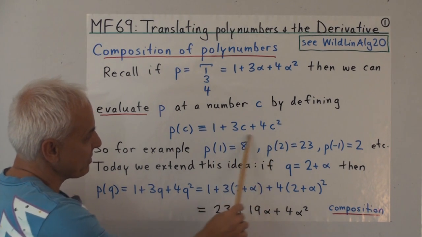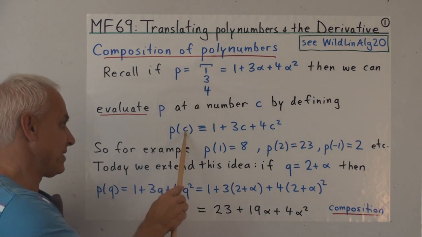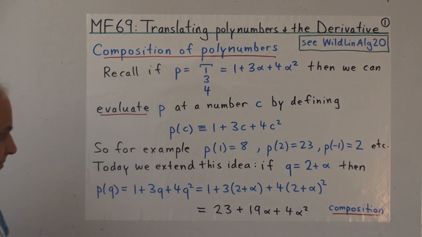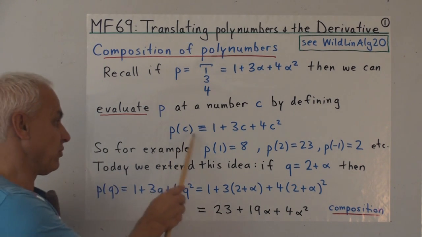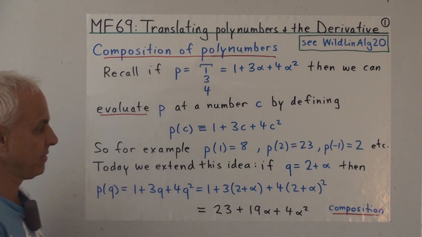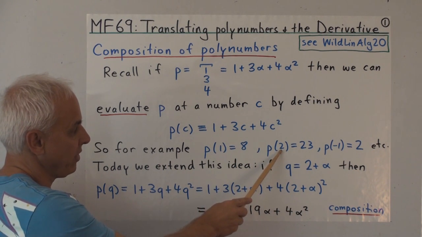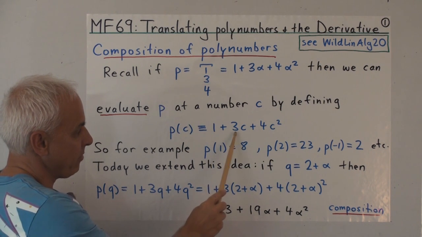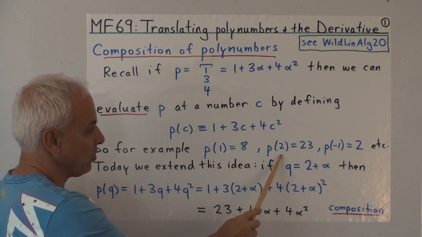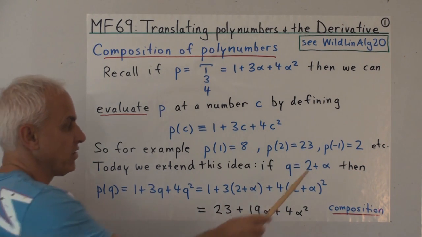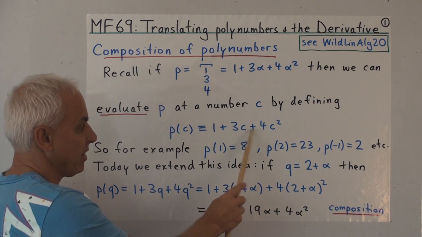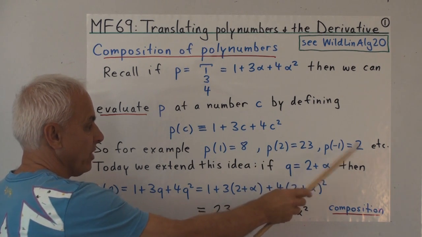And since only elementary arithmetic is being used here, we can replace C with any, say, integer to get an integral value for P of C. So for example, if C is equal to 1, then the right-hand side here becomes 1 plus 3 plus 4, which is 8. Or if C was equal to 2, then we would have 1 plus 6 plus 16, which is 23. So P of 2 is 23. Or negative values are also allowed, for example, minus 1, then we would get 1 minus 3 plus 4, which is 2, and so on.